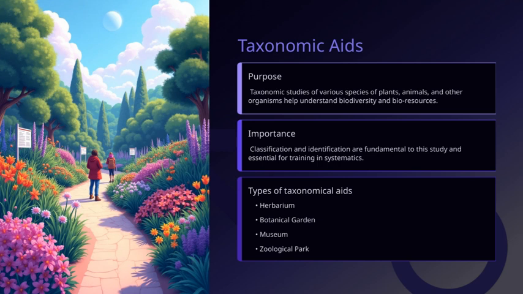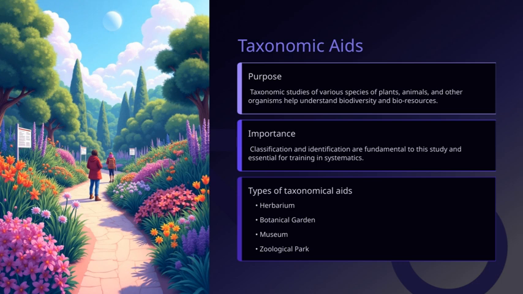These include zoological parks, museums, botanical gardens, and herbariums. Each of these plays a crucial role in helping us understand the diversity of life. A zoological park allows us to observe animals in a setting that mimics their natural habitats, making it easier to study their behavior and characteristics.